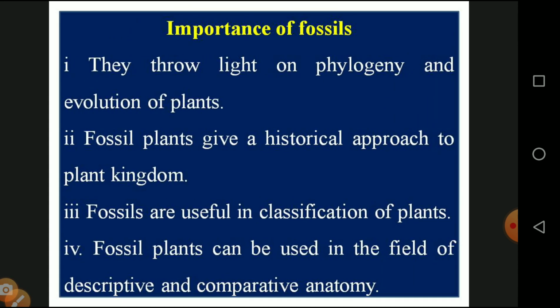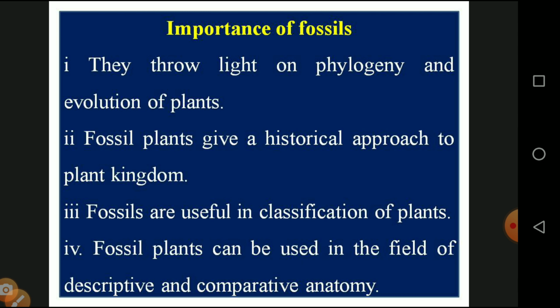Next, the importance of fossils, a 2 mark question. They throw light on the phylogeny and evolution of plants. We can identify the evolution of plants. Fossil plants give the historical approach of the plant kingdom. So what types of plants were available from long back in time? They give a kind of historical approach to the plant kingdom.